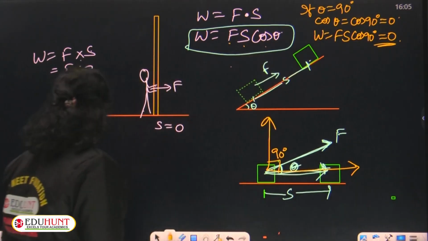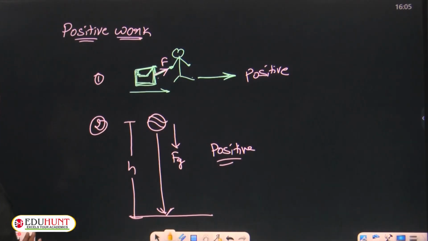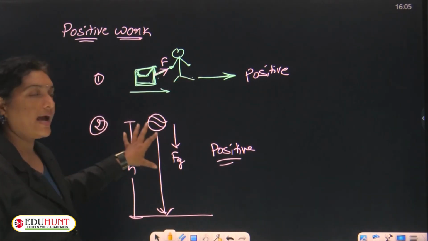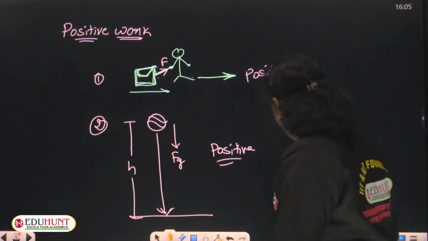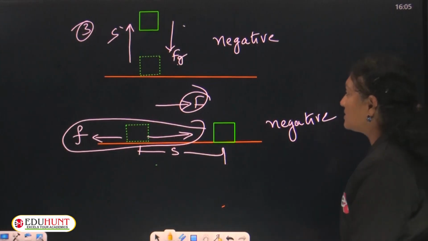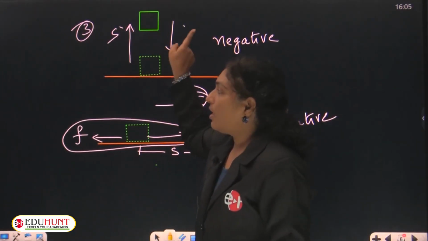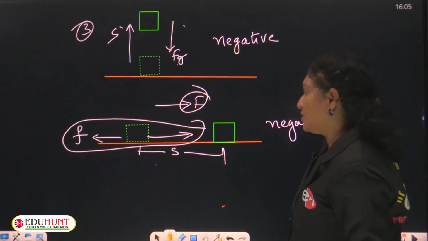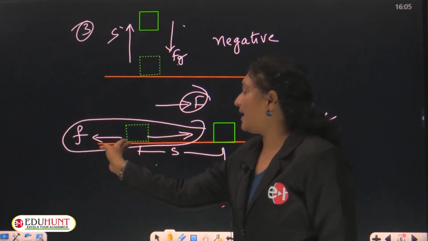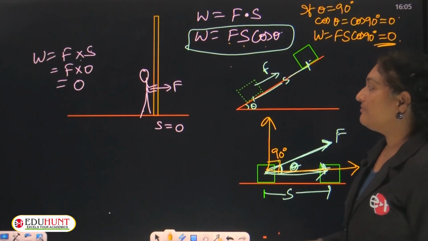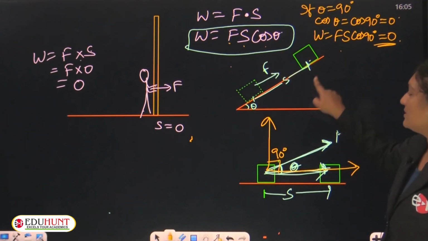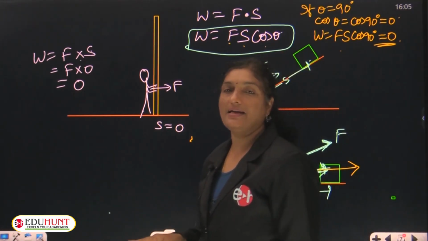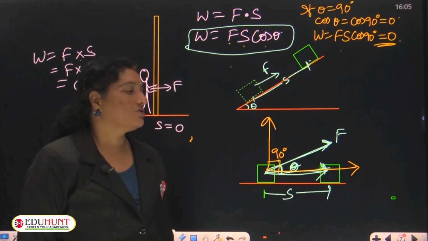So, I hope you got clarity on positive work done, negative work done and zero work done. If the direction of force and the direction of motion of the body are in the same direction, it is considered positive work done. Whereas if the direction of force and the motion of the body are in opposite directions, work done is taken as negative. Whenever the displacement of the body is 0, or the angle between the force and displacement is 90 degrees, work done is considered as 0.